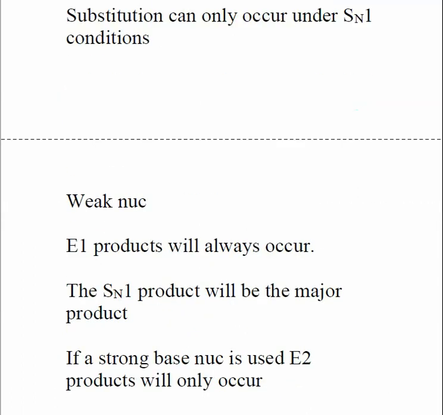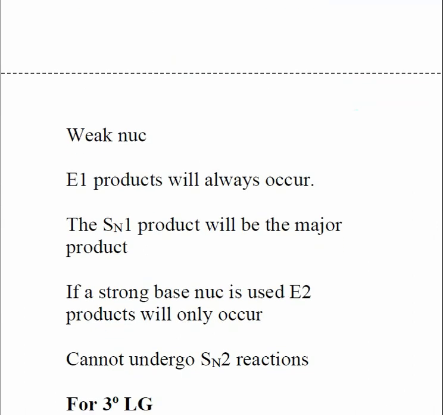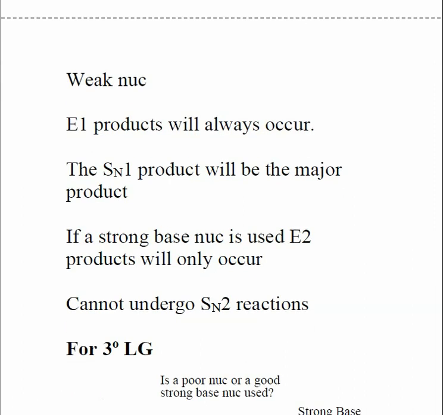But if I want to get an E2 reaction with a tertiary halogen, what I want to use is a strong base nucleophile. Those are our alkoxides and our hydroxides. And remember, I can get an E2 reaction because E2 reactions are not affected by sterics. SN2 reactions are affected by sterics. So with a tertiary halogen, I can't get SN2 reactions.